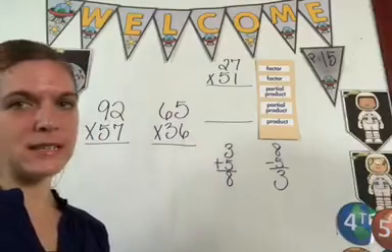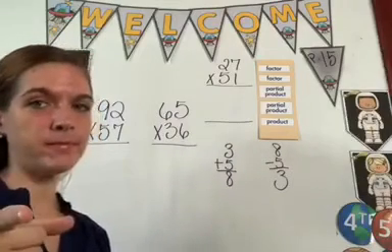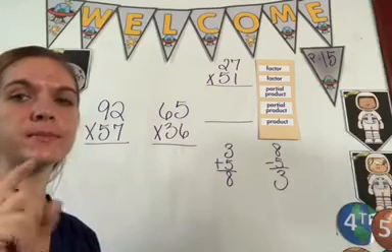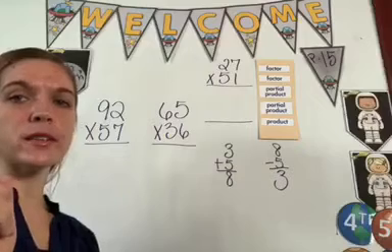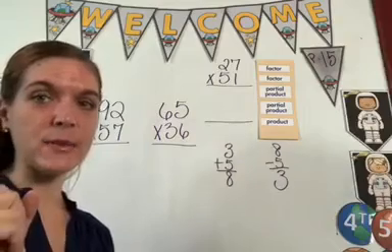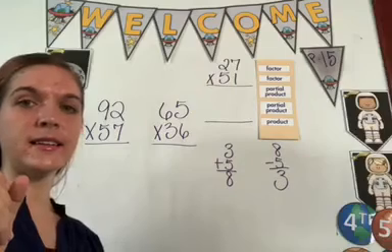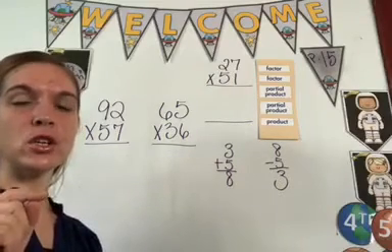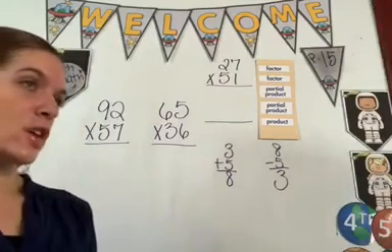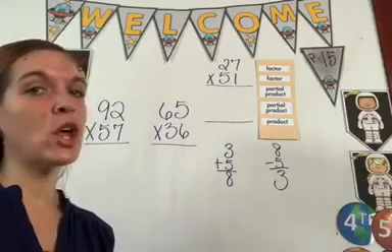Let's do our 3 tables, okay? So 3 times 1 is 3. 3 times 2, 6. 3 times 3, 9. 3 times 4, 12. 3 times 5, 15. 3 times 6, 18. 3 times 7, 21. 3 times 8, 24. 3 times 9, 27. 3 times 10, 30. 3 times 11, 33, 3 times 12, 36.